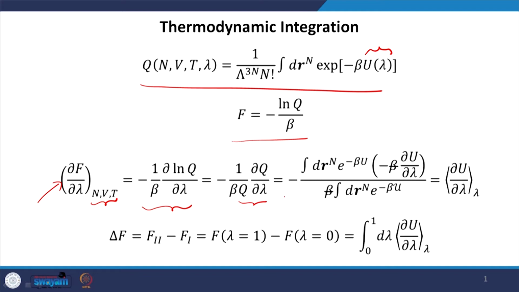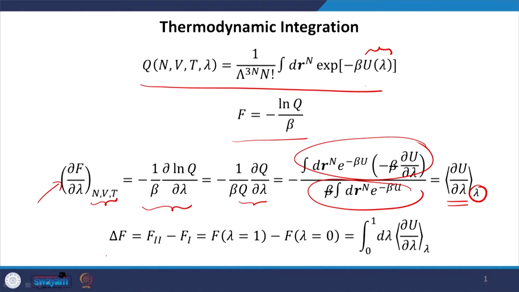Now, I put in the expression of q from here in the denominator, and then if I take the derivative of q with respect to lambda, what we have is the Boltzmann factor multiplied with minus beta dou u by dou lambda. In this expression the beta cancels out, and essentially what we have is the canonical average of dou u by dou lambda, where the averaging is done for a fixed value of lambda. That is where we are computing the derivative, and clearly we can do it for different lambda windows or different lambda points that we have in the simulation.